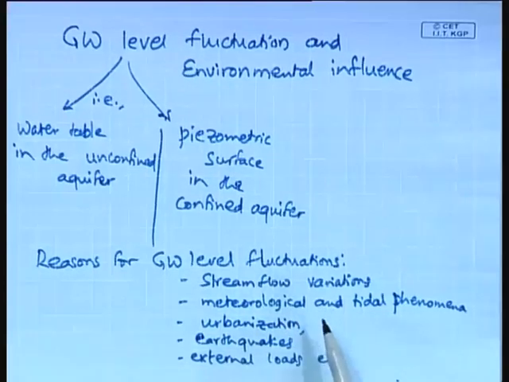So, the stream flow variations, as I was mentioning, mean there will be variation in the rate of flow in a stream, and that results in fluctuations in the groundwater level in the neighboring areas. Similarly, the meteorological and the tidal phenomena. Suppose there is rainfall or flooding or the discharge of water from an upstream area, or even tidal phenomena in the coastal areas due to the sea waves. There will be fluctuation in the sea water level, and this gives rise to the tidal phenomena.